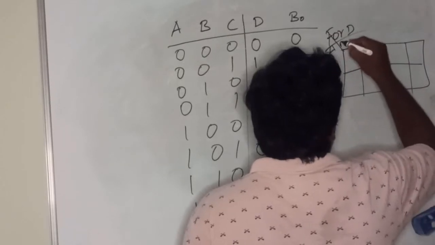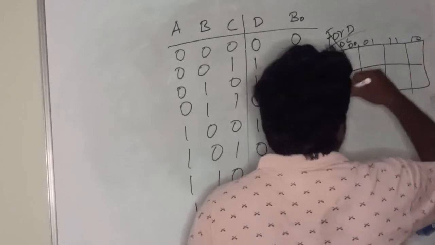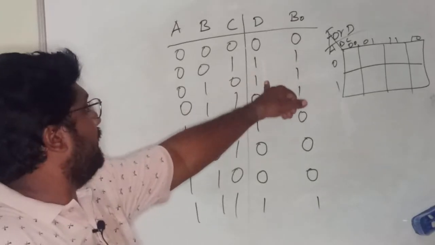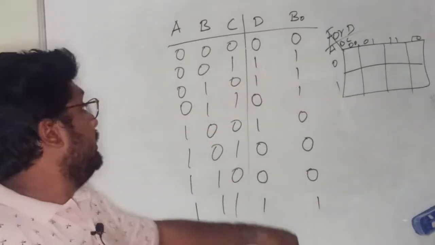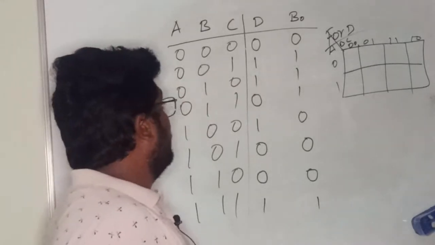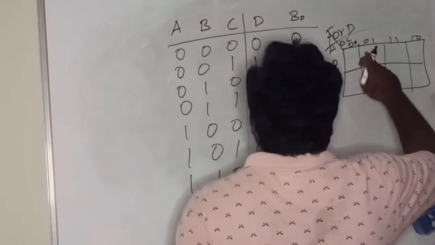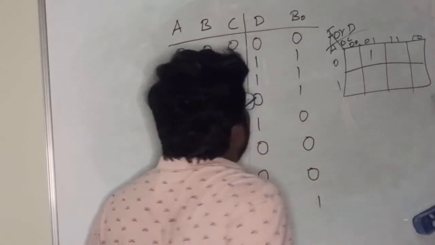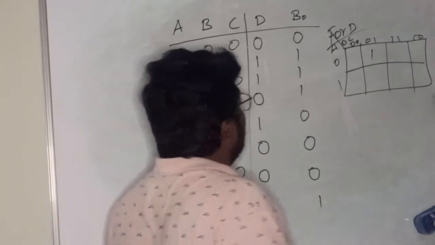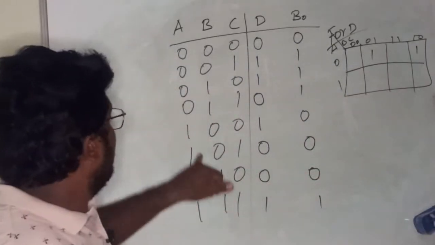So we are having 3 inputs A, B, C: 0 0 0, 0 1 1, 1 1 1, 1 0 0 and 0 1. If you observe here, we are having 4 minterms, right? When the input A is 0, B is 0 and C is 1, the difference is 1. When A is 0, B is 1 and C is 0, the difference is 1.